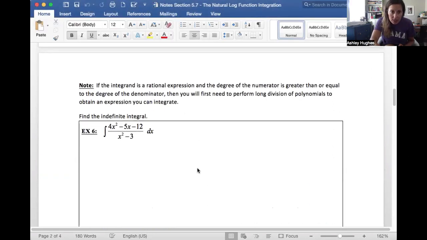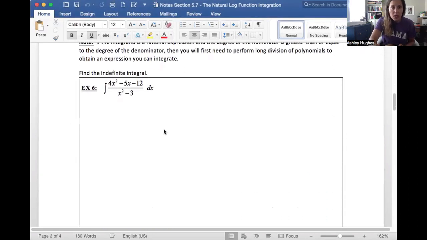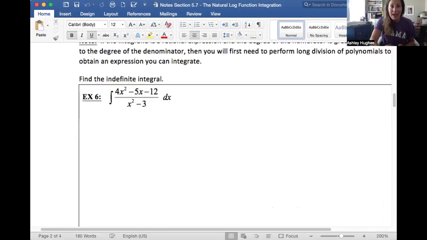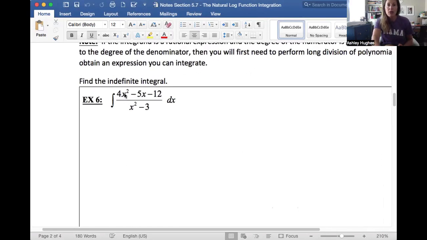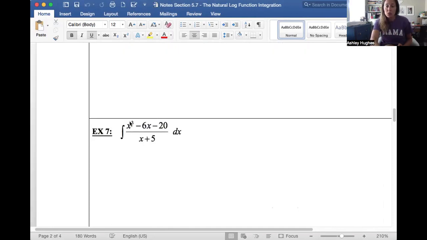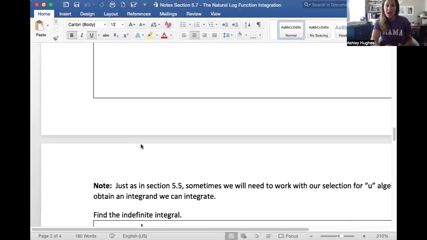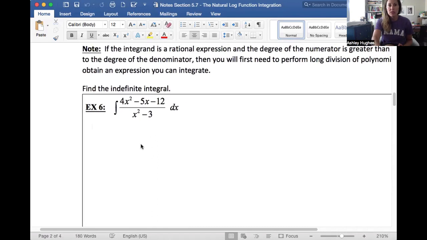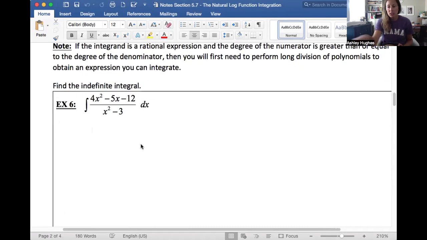Okay, now this is another concept that we need to know. If you look at this problem, notice that the power on top and the power on bottom are the same. So it's not going to cancel out. Usually it was 1 less. Same here. This one actually is 1. This is a couple more than that one. So if you have a power on top that is the same or greater, you have to do long division first before you integrate. So we're going to do long division.